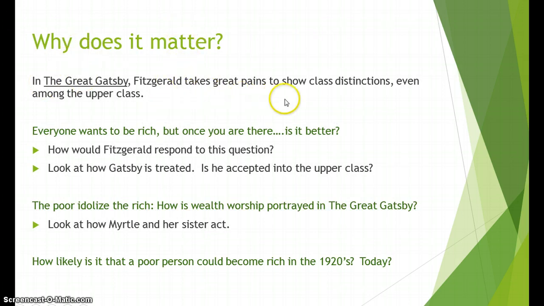In The Great Gatsby, Fitzgerald takes great pains to show class distinctions, even among the upper class. You have the new rich and the old rich, and they're even fighting between each other. Everyone in the novel seems to want to be rich, but once you're there, is it better? How do you think Fitzgerald would respond to that question? And look how Gatsby is treated. Is he actually accepted into the upper class? Or are people using him or treating him differently?